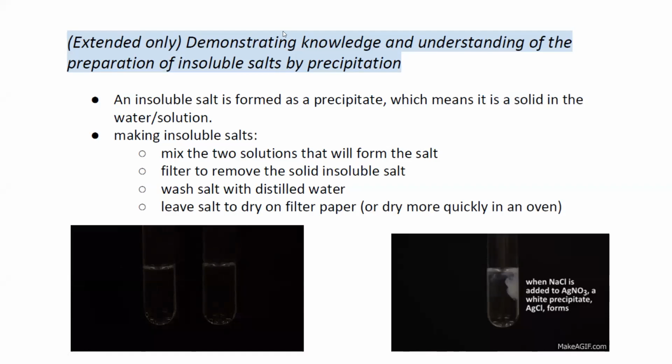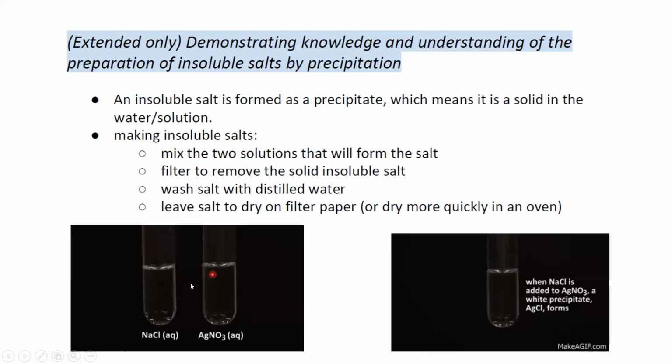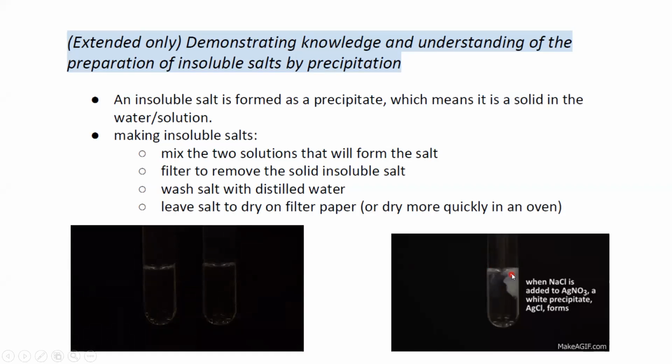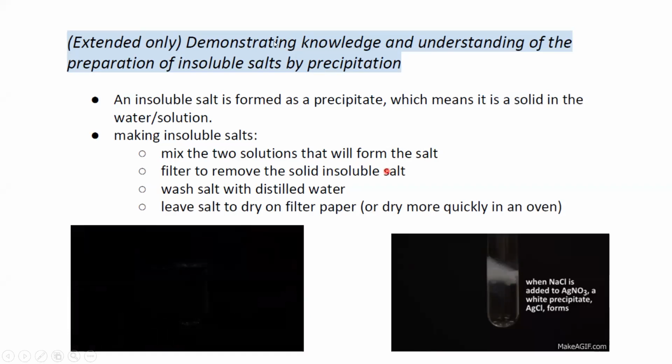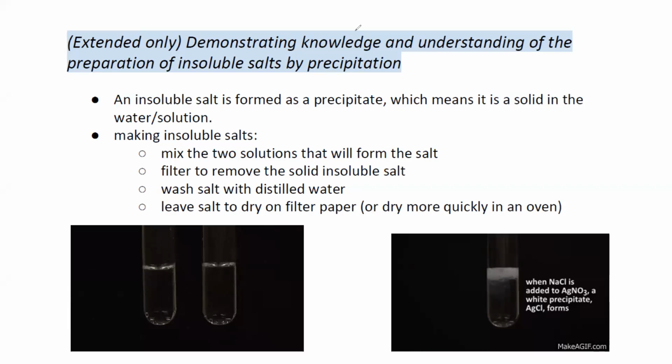So what is the technique for preparing an insoluble salt? We have two salt solutions. We mix them together. When we mix them together, a solid will form. So in this question, we have two salt solutions. First we were having solids: potassium iodide and lead nitrate.